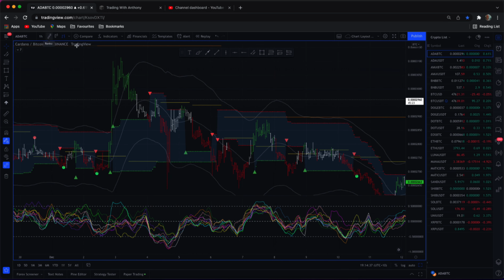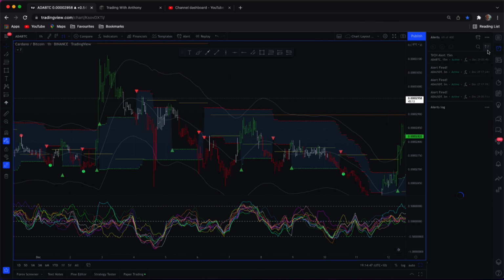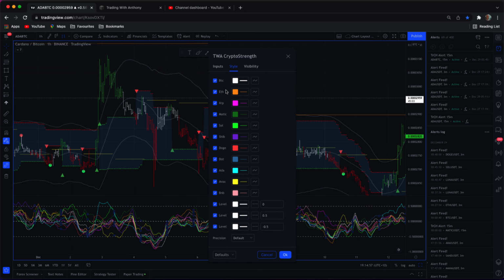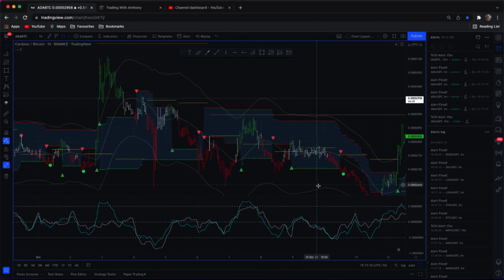We've got Cardano and Bitcoin open here. So let's say we receive a trade alert in our alert log, and it's Cardano and Bitcoin. So we click the alert, we come into the chart, we go into our indicator here, and we just get rid of a few of these things, and we leave ADA and Bitcoin. And then we've got this pair, ADA and Bitcoin, so we can see what's going on.